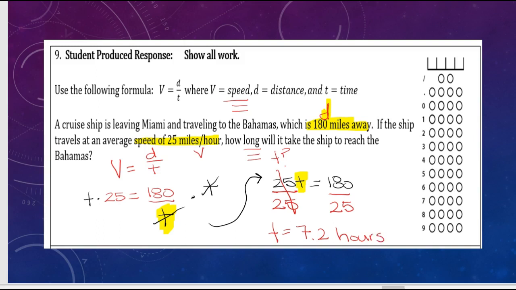Now on Mastery Manager, what we have to do when we fill in the grid-ins, so I'm going to do it on here. On the SAT, it doesn't matter. 7.2. For Mastery Manager, it does matter. You have to put it in the front. You have to fill the front first. So I'm going to bubble in 7. I'm going to bubble in the decimal point. Then I'm going to bubble in the 2. So this had us using what we know, which is the velocity and the distance, to find what we don't know, the time.